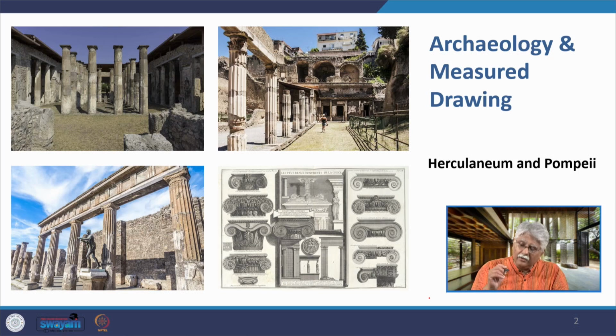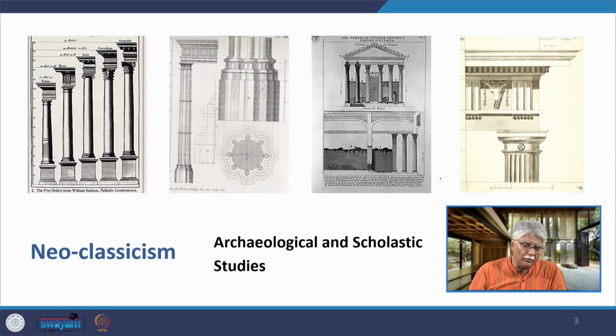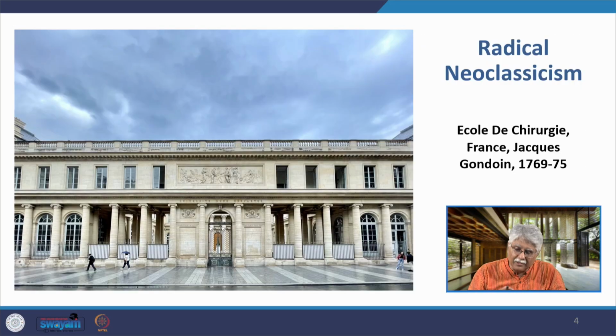This discovery led them to draw these classical order columns, for example, and classical details, and they started putting them together in measured drawings. And these archaeological and scholastic studies helped them to understand classical proportions in precise detail. And the impact was that then the buildings started coming up. For example, after the archaeological phase, in the radical phase of neoclassical architecture, the proportions were very well understood.